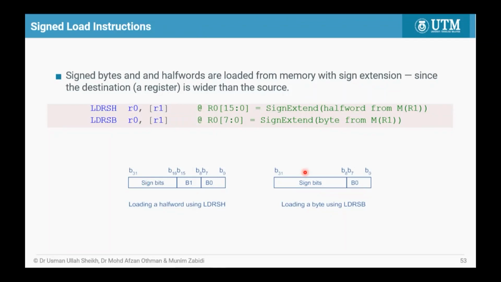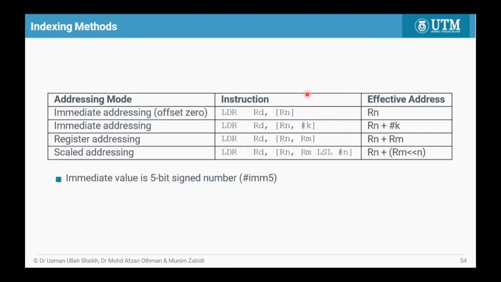And then another instruction for the LDR, to load by using the indexing methods. We have 4 addressing modes of indexing. One is an immediate addressing mode with a 0 offset, without any offset. So this instruction LDR Rd, [Rn] means that the effective address is Rn, because you don't have any offset here. You just go to the address pointed by Rn, take the value, put it to your destination register.